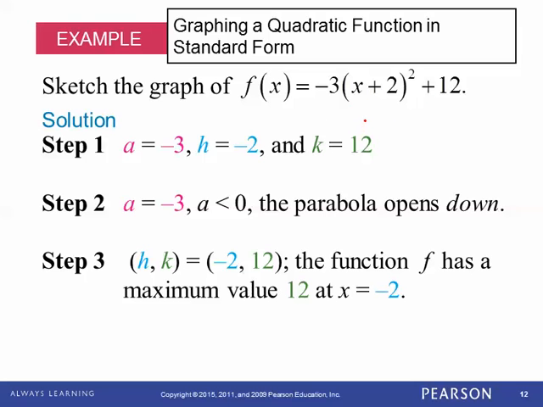So first of all, does it open up or down? a is -3, that means it's going to open down. So we have a parabola that looks sort of like this. Get our vertex: our vertex is (-2, 12). So immediately I know where that point is. That's an important point. And from here on out, the question really is, how wide does it go? Is it really stretchy or is it really steep?